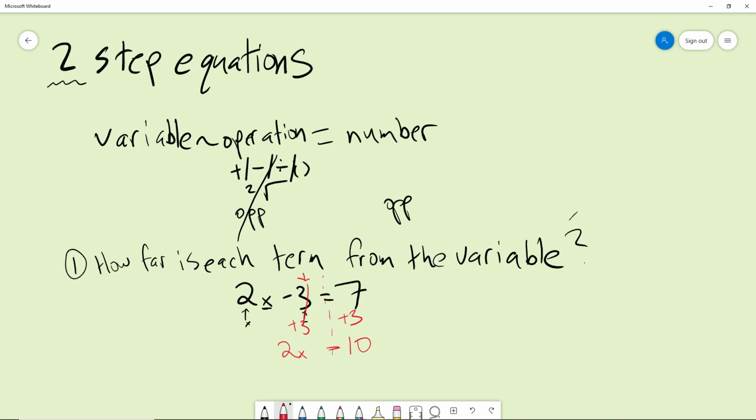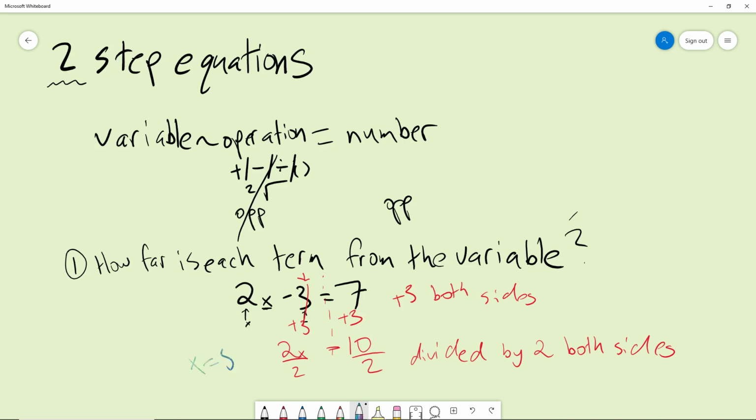Once I do the proper first step and do the opposite of the furthest term to both sides, then I can get rid of my last term just like it's a one-step equation. So then what did we do? We added 3 to both sides, and then we divided by 2 both sides, and get our nice little x equals, wow, that didn't come out at all.